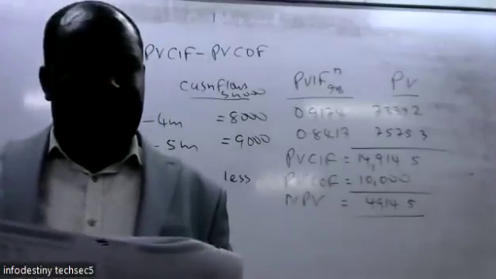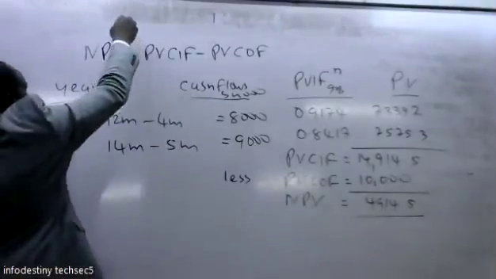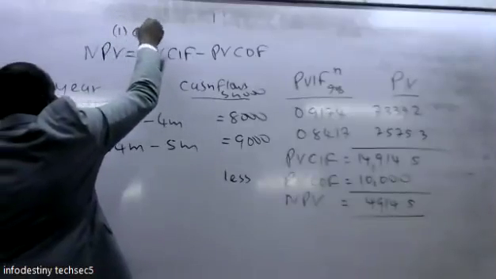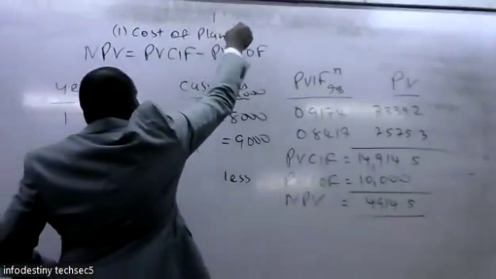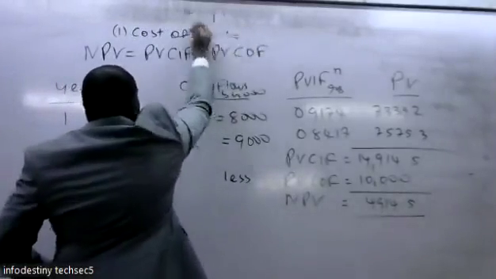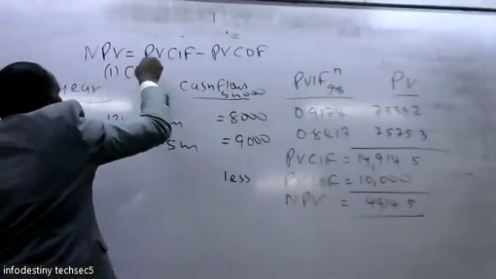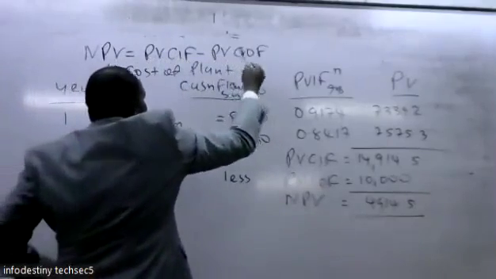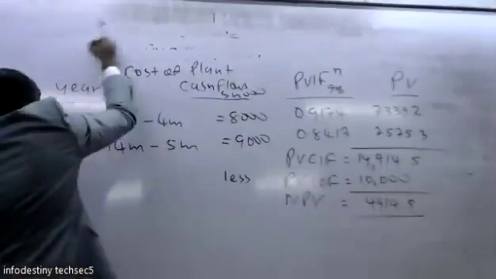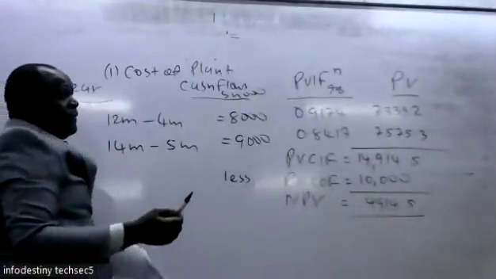The first item there is the cost of the plant. Let us now analyze the first item. Cost of the plant. So our first item is meant to be cost of the plant. When it comes to the cost of the plant, it is to affect you adversely.